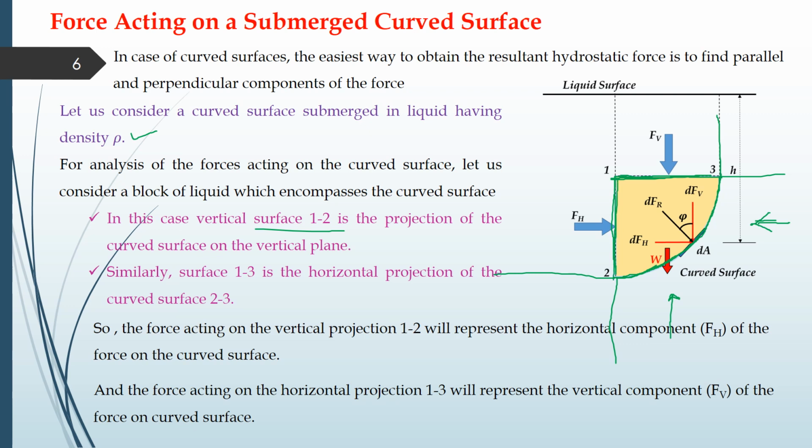The force acting on the vertical projection will give you the horizontal component of the force, and the force acting on the horizontal projection will give you the vertical component of the force. So we have to find out these two components, the horizontal as well as the vertical component. The resultant of these two components will give you the resultant force.